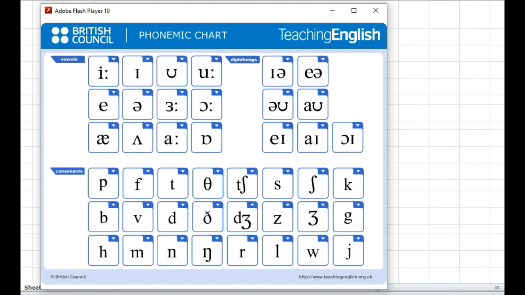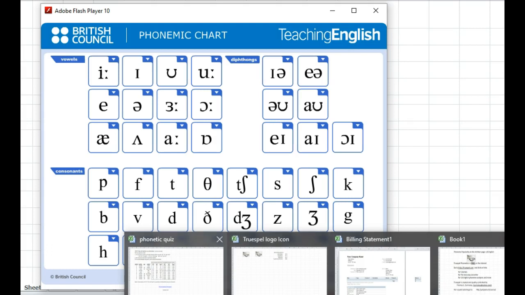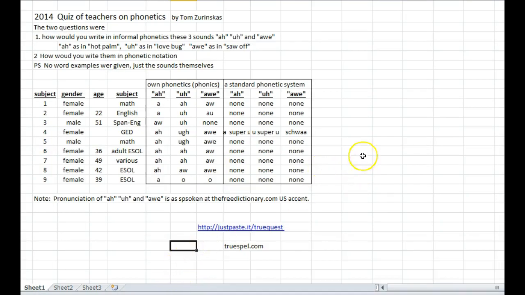So if phonetics were English-based, and English is the lingua franca of the world, that would be the way to go, and that's what I tried to establish. When I talked to teachers of various subjects about spelling three sounds, none of them could do so in phonetics. And here is how they would have spelled those sounds in a phonics kind of way. So you can pause this video at any time and go back and check this out.